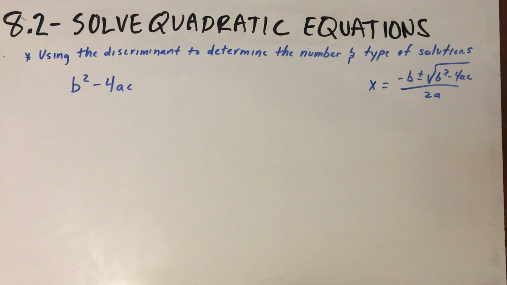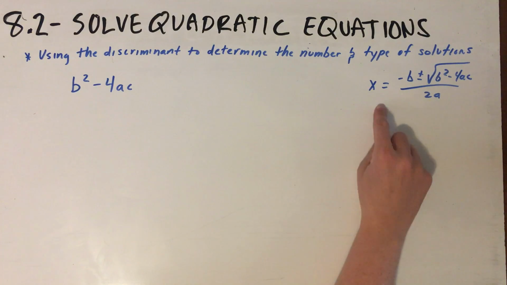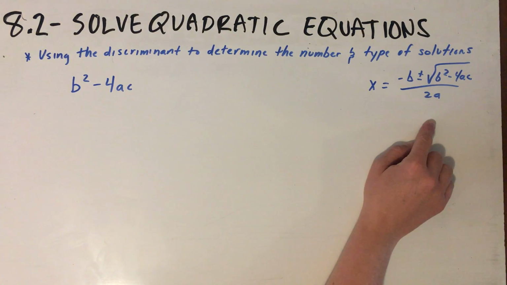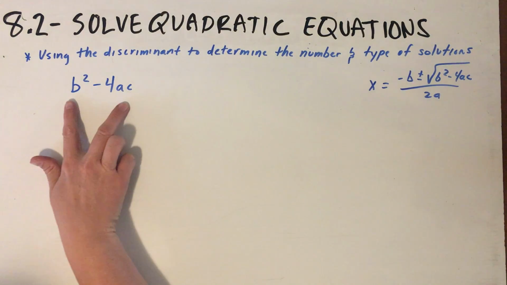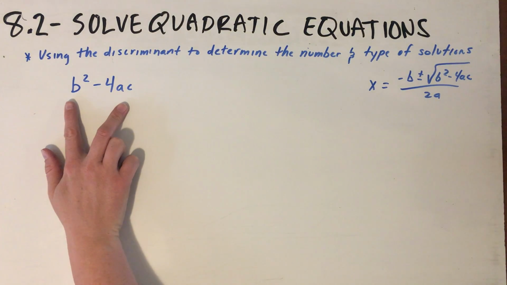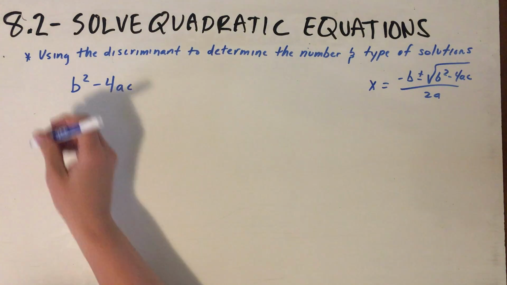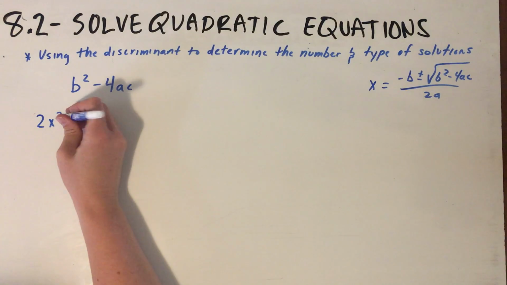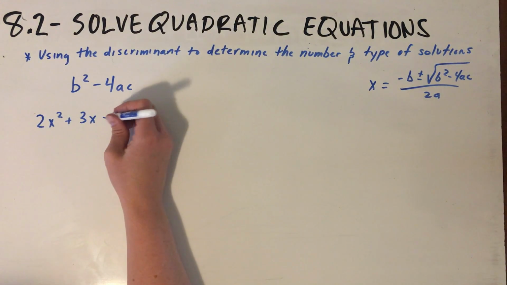This is 8.2 still, and we're still working on solving quadratic equations, but this time we're going to talk about how we can use the discriminant to determine the number and type of solutions that we might get. This is the entire quadratic formula, but the discriminant is just the portion that is under the square root. So it's this b squared minus 4ac. We're going to give three different problems and ask, how can we tell what types of answers we're going to get?